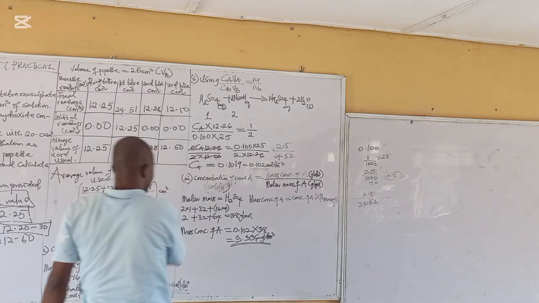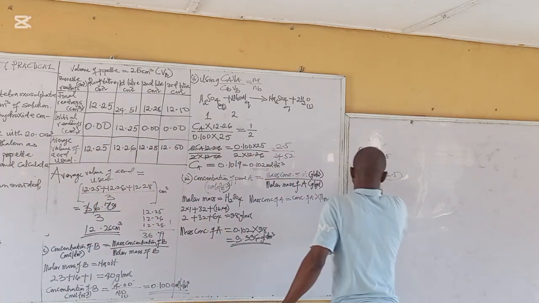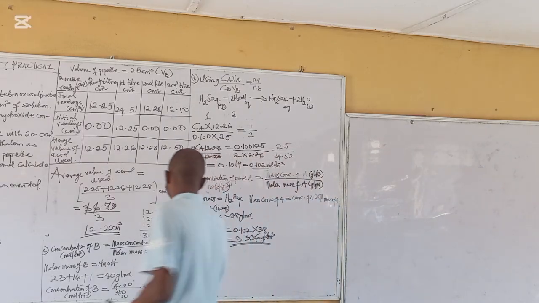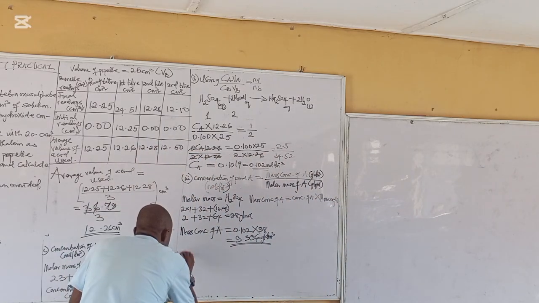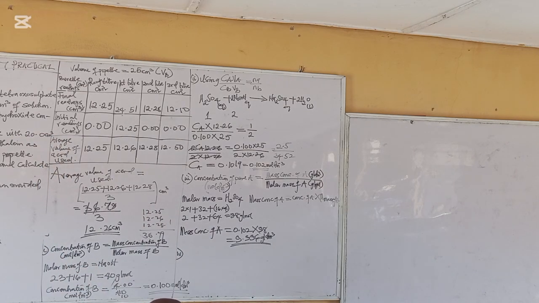That is the third one done. That is what they asked us to do. Therefore, question number 4. So far they said hydrogen. Where do we get the hydrogen from? We get the hydrogen from the acid, right?